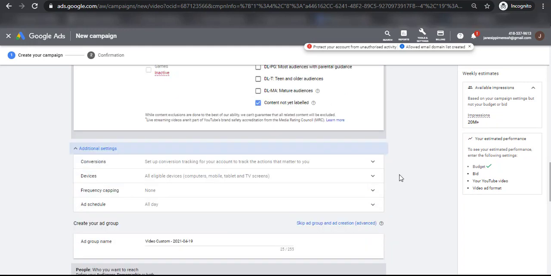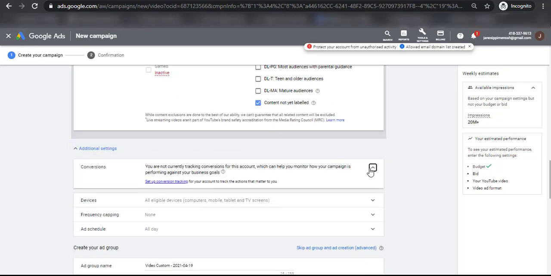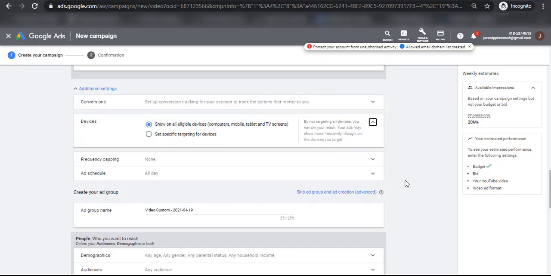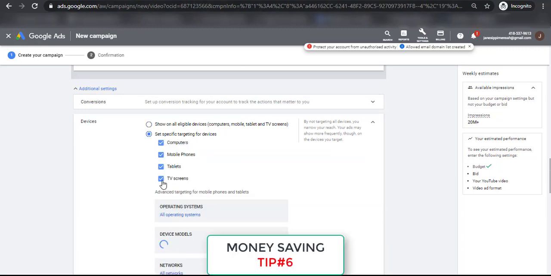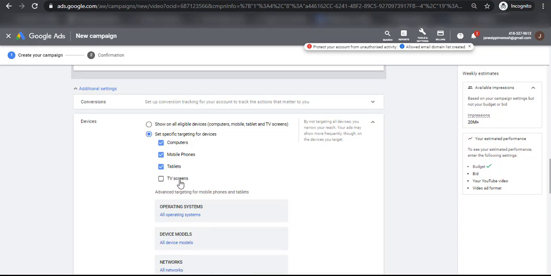Next, conversion. Like I said, you use this when you have set your Google tags, so let's forget about this. Now, money saving tip: one thing I realized was that TV screens is a waste of money. So make sure you stick with this, but you can go with this instead. This is something you want to save some money on, by unchecking TV screens. Nobody is ready to buy something on TV using the TV remote. Even if the person is interested in what you are selling, it's going to be difficult to buy with a remote.